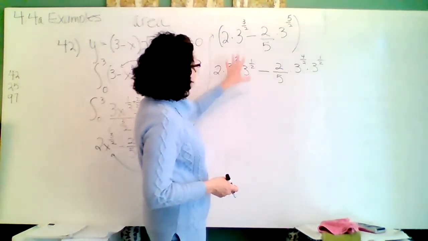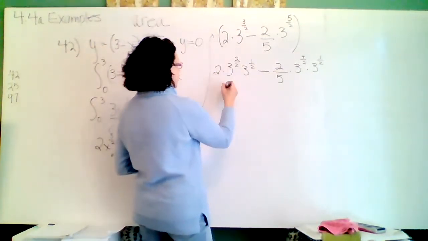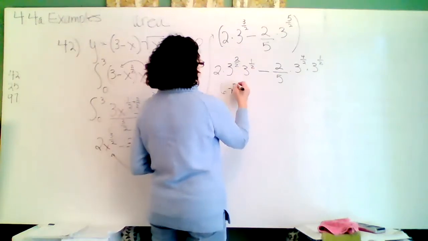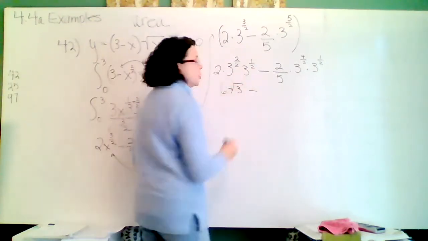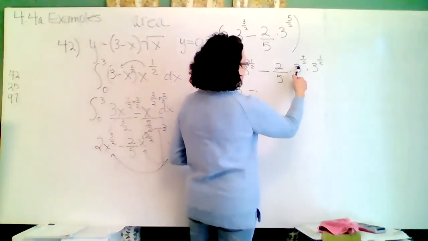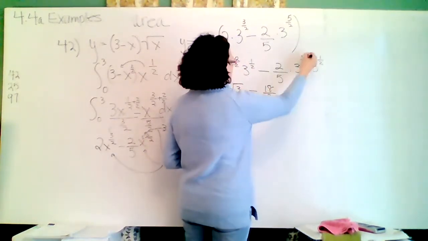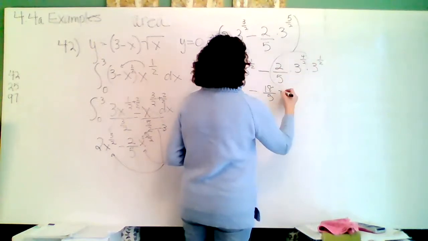So if you notice, what I have is the same as above. Now this is 2 times 3 is 6. This is the square root of 3 minus, you don't have to make it radical, I just am. Notice that this is 3 squared, this is 9, this is 18/5 right here. And that's the square root of 3.